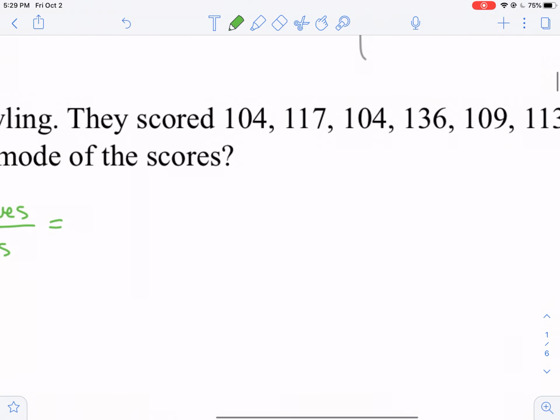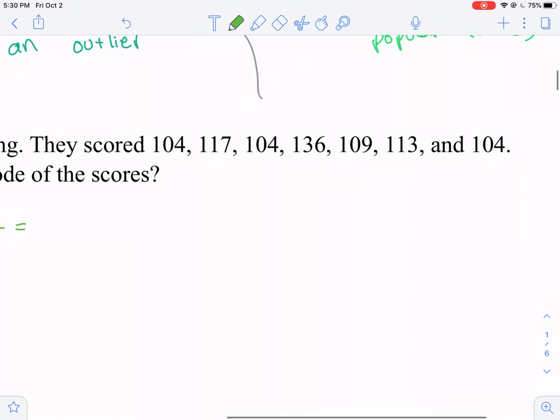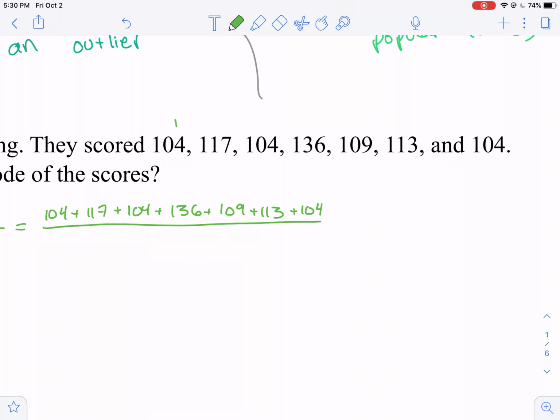Okay, so add them all up. You should get 104 plus 117 plus 104 plus 136 plus 109 plus 113 plus 104. And we need to divide by how many there are. 1, 2, 3, 4, 5, 6, 7. That divided by 7. So you add them all up, you get 787 divided by 7. And that's about 112.4. So their average score is like 112.